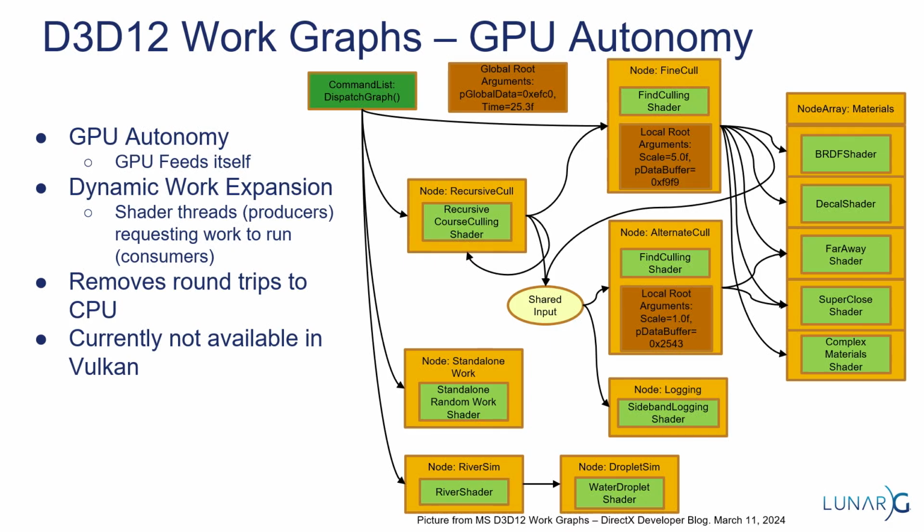Direct3D 12 work graphs is a perfect example of this. It's a method of providing GPU autonomy, where the GPU can feed itself work. And the work expansion is dynamic, and it's removing round trips to the CPU. Now, this currently is not available in Vulkan today, but this is a good demonstration of the GPU-centric universe.